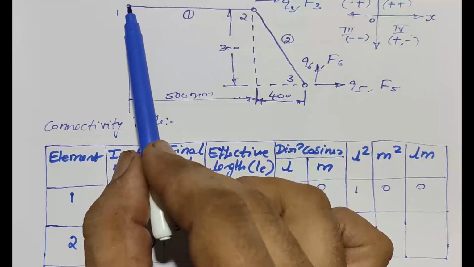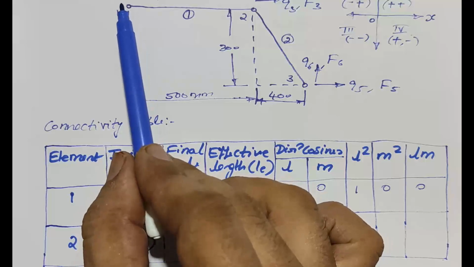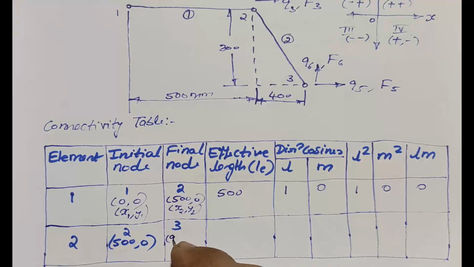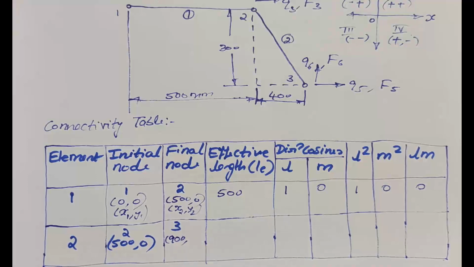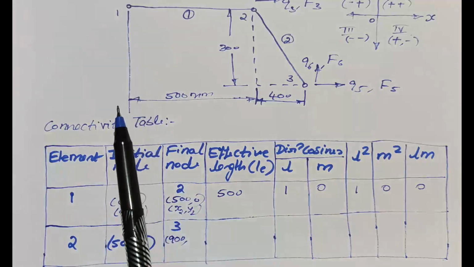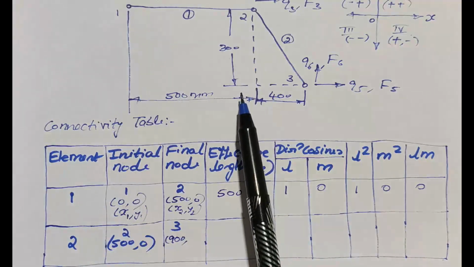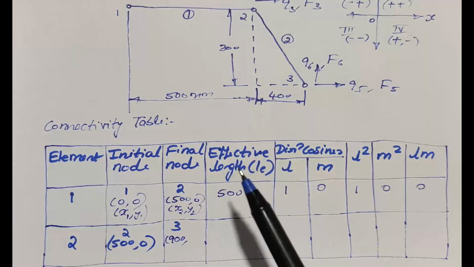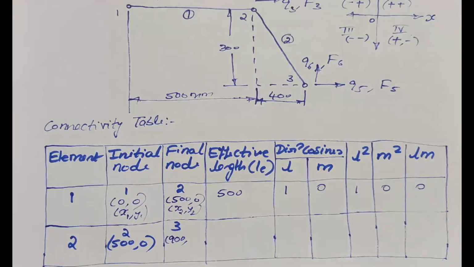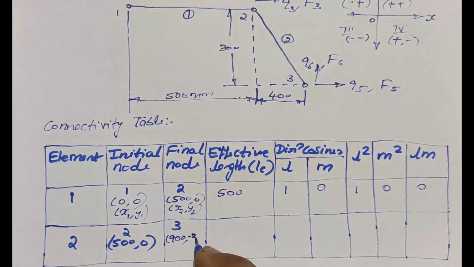This is our origin. From here, the x is 500 plus 400, that is 900. Y is from here to here. The length is given, it is 300. So y is 300, but it is in negative y direction. Means here minus 300. 900, minus 300.